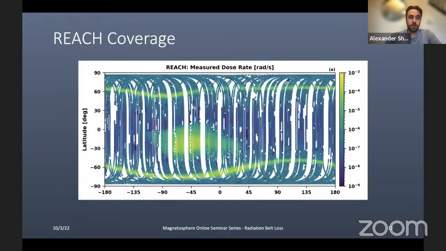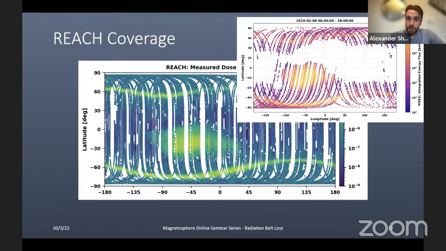So here is the same 12 hours, but of REACH data. And you can see that it is a much more complete map. Here again is the POES map for reference. And so we are going to use the REACH data to fill in the gaps of the POES map.